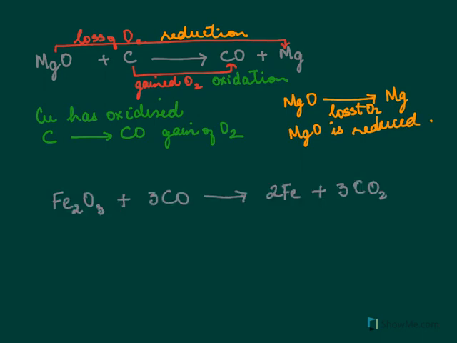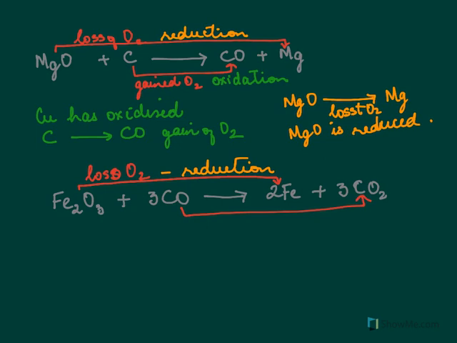In this next case, you have Fe2O3 plus CO to give you Fe plus carbon dioxide. So Fe2O3, ferric oxide, becomes iron, Fe. Fe2O3 loses oxygen in this case, and loss of oxygen is reduction. So it undergoes a reduction. But when it comes to CO, carbon monoxide becomes carbon dioxide. It had one oxygen, now it has two oxygens as carbon dioxide. So it has gained oxygen, and the gain of oxygen is oxidation.